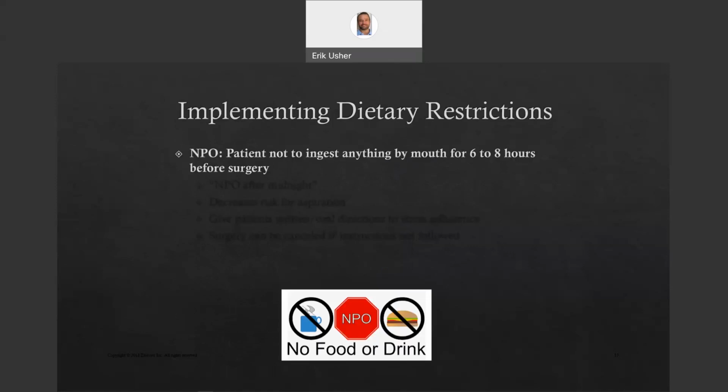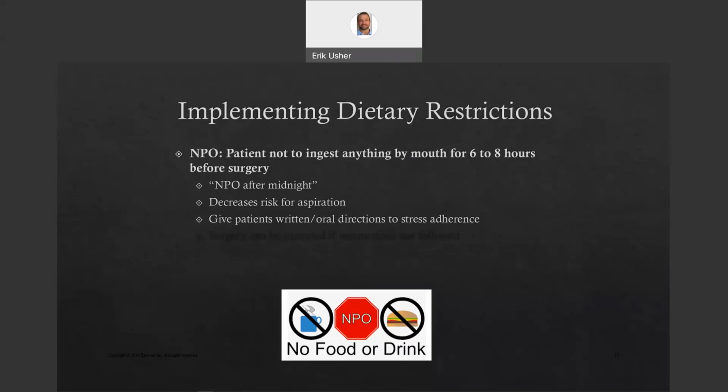So dietary restrictions, everyone's heard of the old NPO. Those are old acronyms. It's nothing by mouth. PO means by mouth. The patient is not to ingest anything for 6 to 8 hours. It's usually after midnight. So you can eat and drink up to midnight and then nothing. Sometimes it's just clear liquids the day before. It's mainly there to decrease the risk of aspiration. You don't have anything in your belly to throw up? Well, that's a good way to decrease the possibility of aspirating it. And also give patients written and oral directions and stress the adherence, because it can very well cancel that surgery if somebody ate.